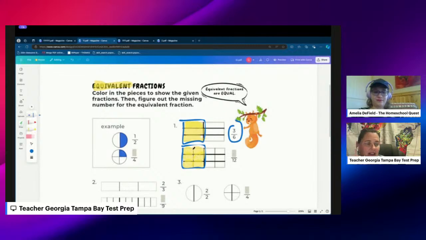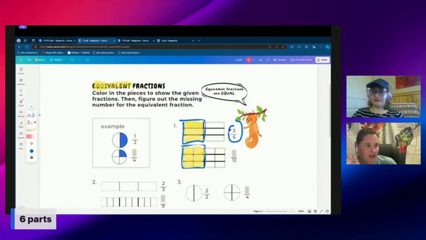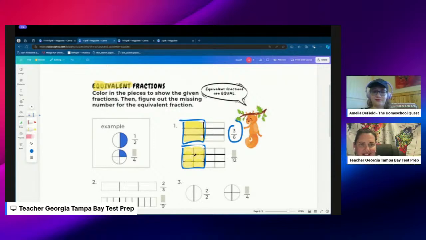If you said 6 and I didn't hear you, then you are correct. We have 1, 2, 3, 4, 5, 6. Two people said 6 parts. So I'm going to write 6 here in my numerator. I am going to say that 3/6 is equivalent to 6/12. Yes, I have different equal parts, but the amount shaded, the total value, is exactly the same. So if Teacher Georgia ate 3/6 of the brownies, it's the same as saying I ate 6/12 of the brownies.